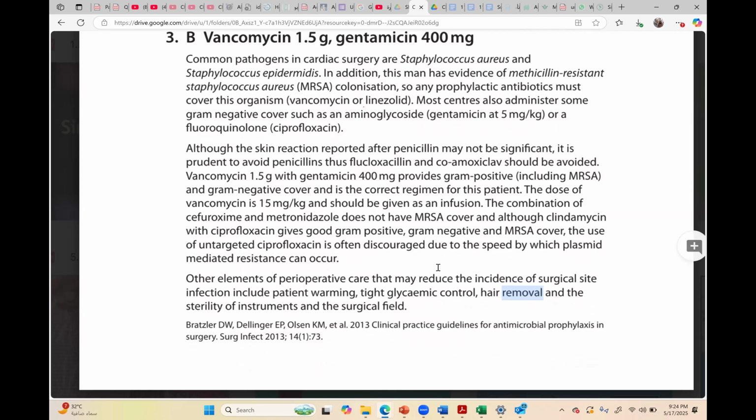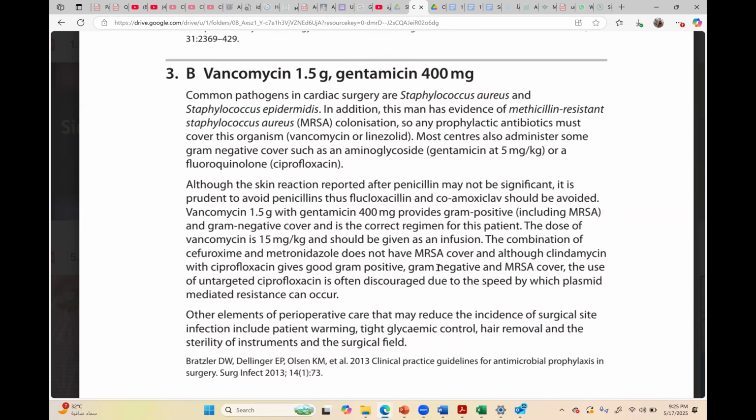Other elements of perioperative care that may reduce the incidence of surgical site infection include patient warming. So you see, this is another very good point you can get. What are the factors which can increase the risk of surgical site infection? This is another topic you can read from here, or explore from here: warming, glycemic control, hair removal, and sterility of instruments and the surgical field. Because this is another question, the learning objectives will be with reference to empirical antibiotics for certain conditions and certain bacteria. And again, I have this doubt that there is some cross sensitivity between penicillin and cephalosporin. So if you can avoid, you should avoid. But still, you will find two different schools of thought. So this is about this question.